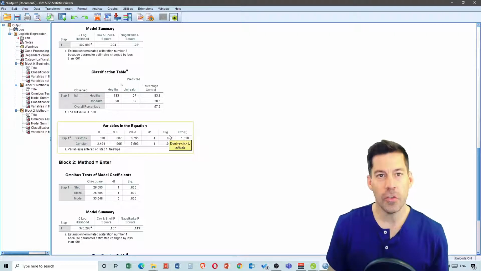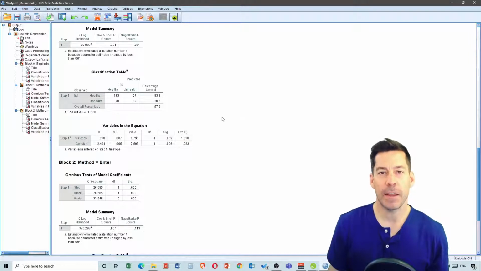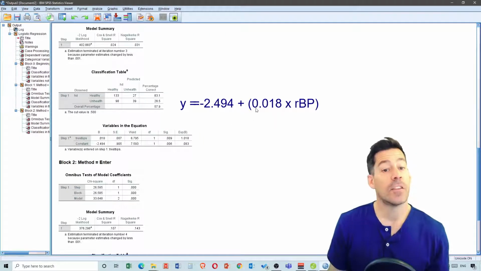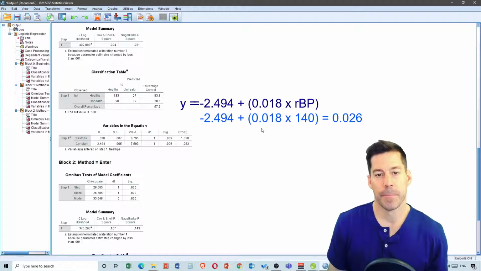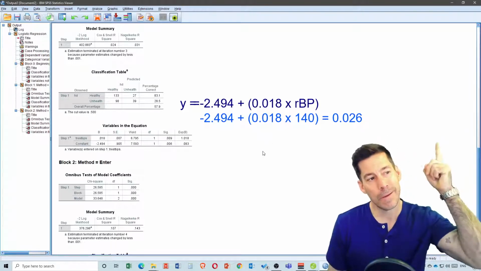So in order to make any particular prediction about the level of resting blood pressure and how it relates to probability of heart disease, we would want to take the constant plus blood pressure times 0.018, determine that outcome, and transform that output into probability by using the equation right here.